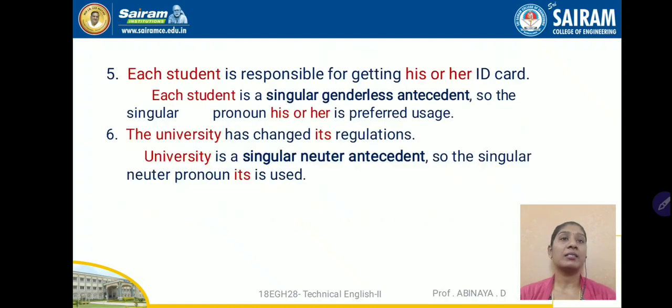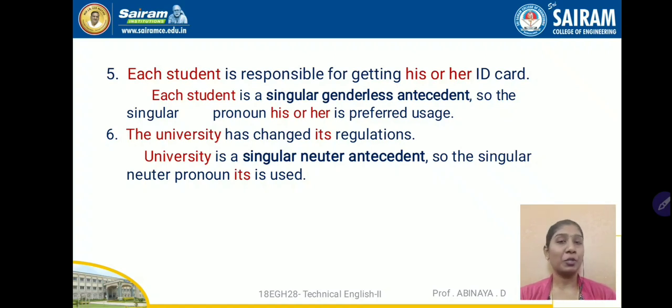Okay. The next, let's see this statement also. Fifth one. Each student is responsible for getting his or her ID card. We cannot say their ID card, it is his or her ID card, because each and every individual we are representing here. Students, there may be men and women. So we are using his and her. Both here is preferred.